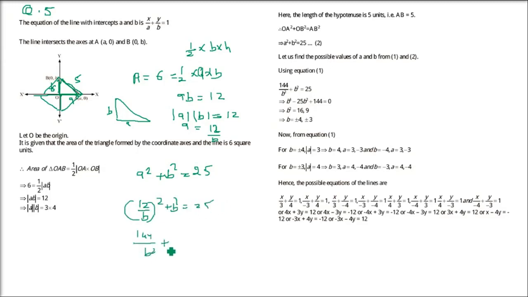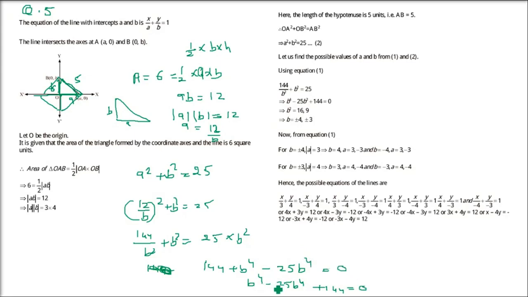So 144 by B square plus B square equals 25. Now multiply both sides by B square, that will be a better idea. So you get 144 plus B to the power 4 equals 25 B square. I am taking it here. It's not B to the power 4, it's B square. So it's a quadratic equation: B to the power 4 minus 25 B square plus 144 equals 0. Okay, just a correction.